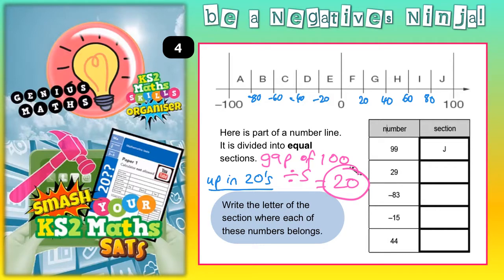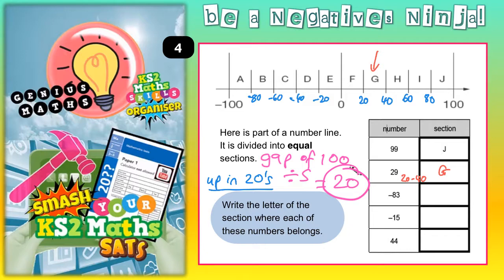Now we can start figuring out which letter each number lies in, which section. So the number 29, well, 29 is between 20 and 40, which is going to be letter G. So the first one we need is letter G.